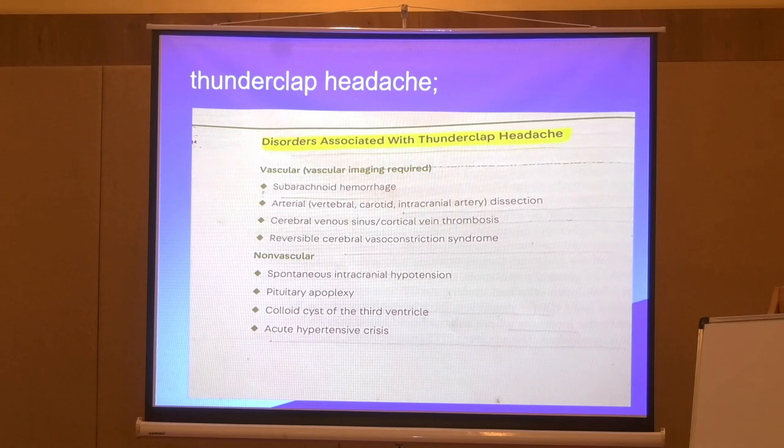And these are certain causes of thunderclap headaches, which probably won't interest you much. But yes, one should be aware of subarachnoid hemorrhage, one of the most dangerous diseases you are dealing with. Cortical vein thrombosis can come like this. The dissections can come. Pituitary apoplexy, I have seen two cases coming in this way. So just look at the onset of headache, and if it is thunderclap, investigate.